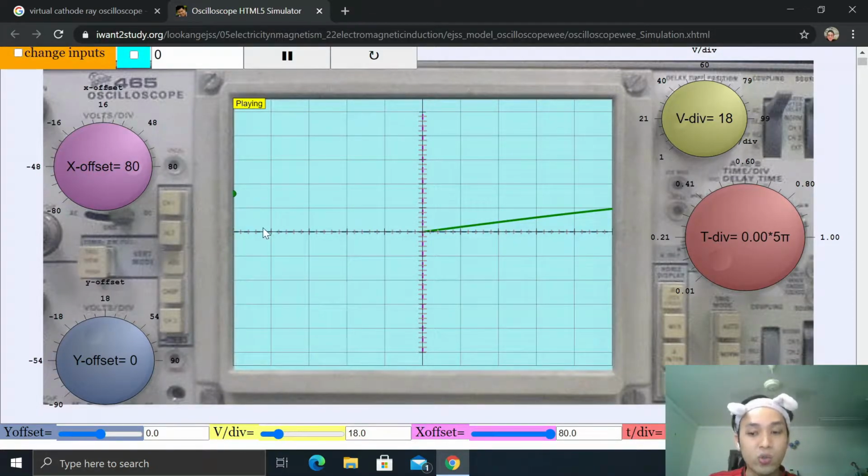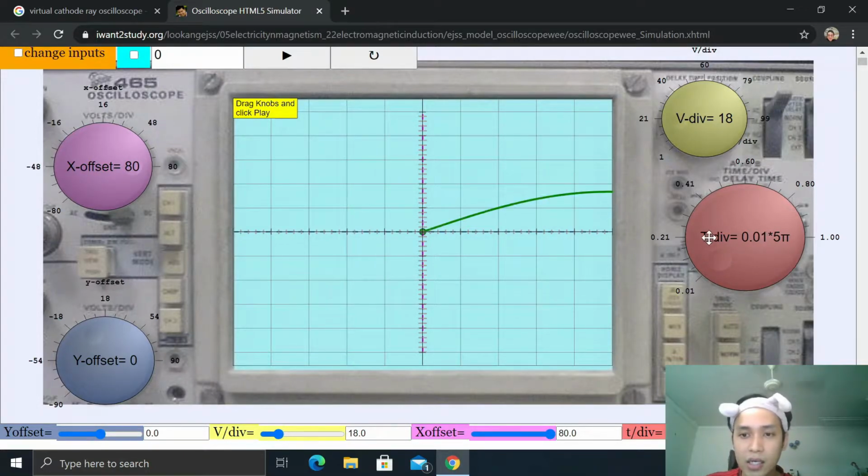But this is when my time base is off, meaning I haven't turned on the time. Your time base is your x-axis here. So when my time is 0 seconds, meaning it hasn't been turned on, my alternating current is only going up and down. Now watch what happens when I increase my time base.